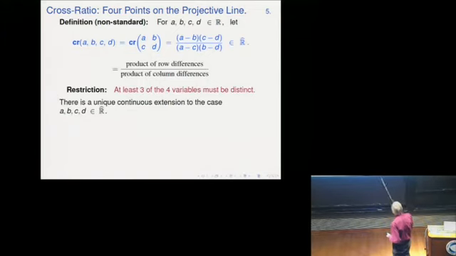For example, suppose A tends to infinity. Then the first two factors, A minus B over A minus C, tend to 1, so we're just left with a simple rational function of B, C, and D.